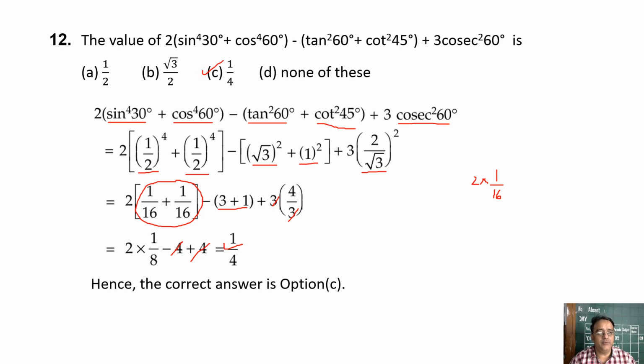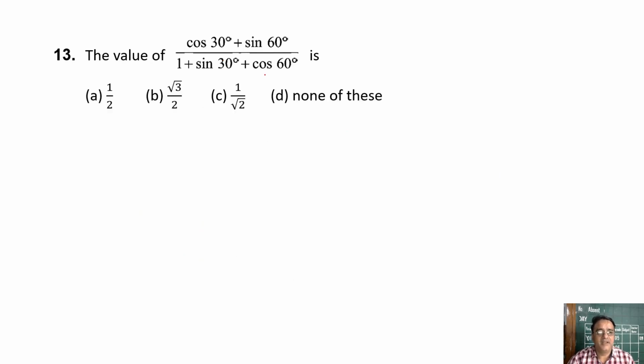So now we are moving toward question number 13. The value of cos 30 degree plus sin 60 degree upon 1 plus sin 30 degree plus cos 60 degree is. So we will substitute all the values first. What is cos 30 degree? Root 3 by 2. Sin 60 degree? Root 3 by 2. Sin 30? 1 by 2. Very good. Cos 60 degree? 1 by 2.